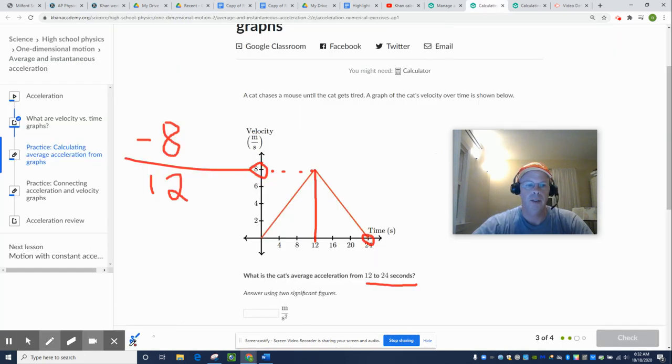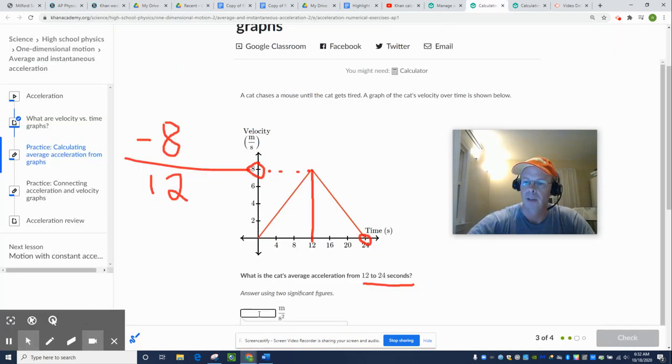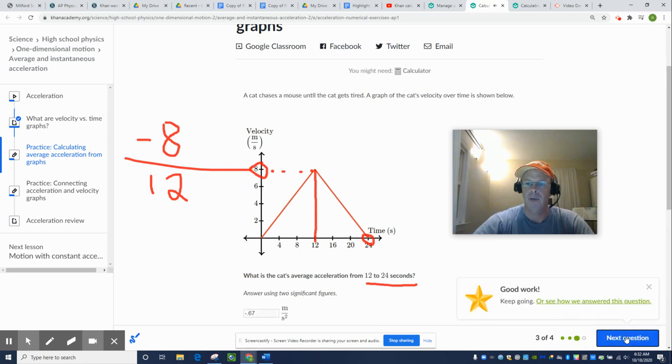And let's see if we can get the happy confetti here. -0.67 meters per second per second. Hey, and there's the happy confetti.